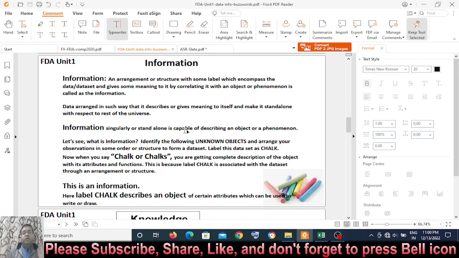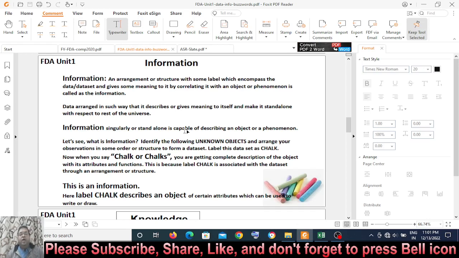So what is information? It is an arrangement or structure with some label which encompasses the data or data set and gives some meaning to it by correlating it with an object or phenomenon. It's called information. So let's see what this means.